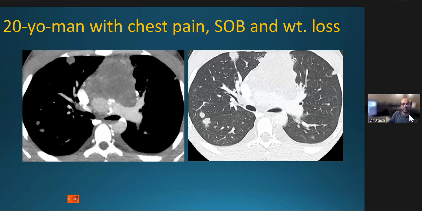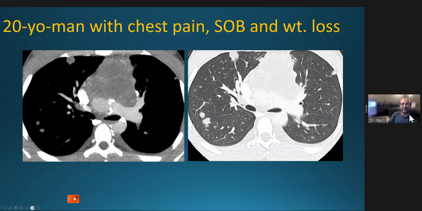Now another patient, a kind of similar pattern, but look at the patient's age. This patient is 20 years old, not like the last patient who was in the 70s. Now again, we have a lobulated mass in the prevascular mediastinum, which looks invasive. And then there are nodules in the lungs. We can see these well discrete nodules in the lungs. And there are small pleural effusions, right?